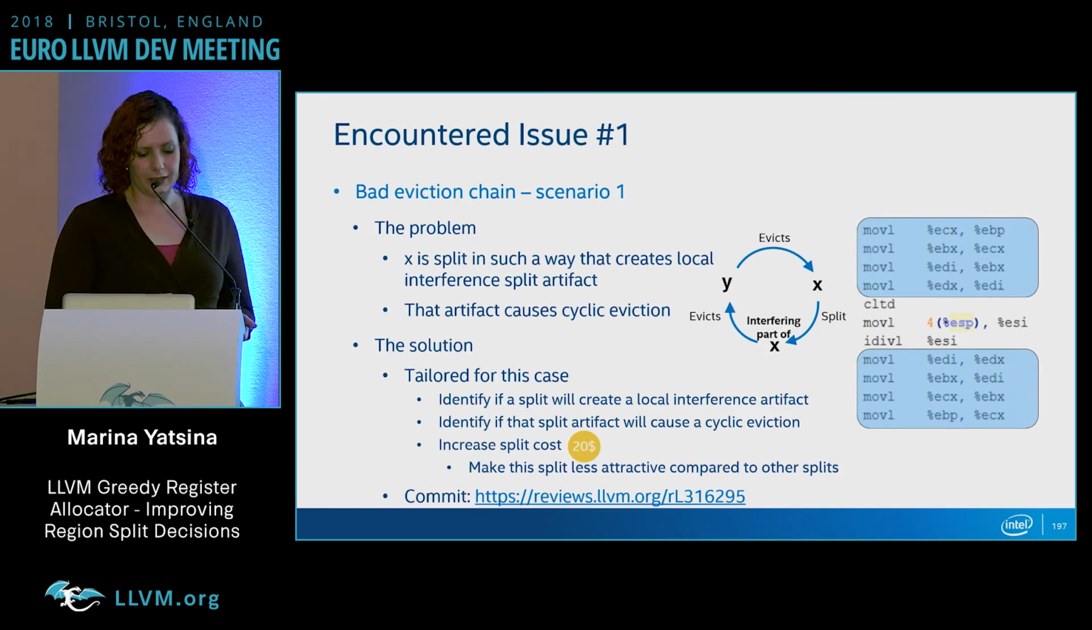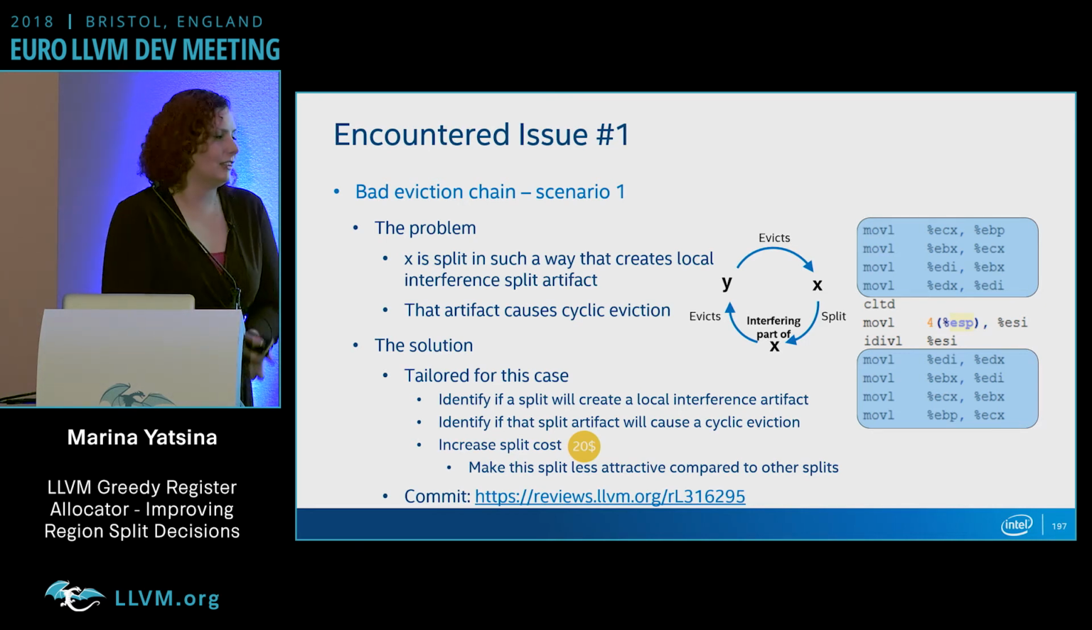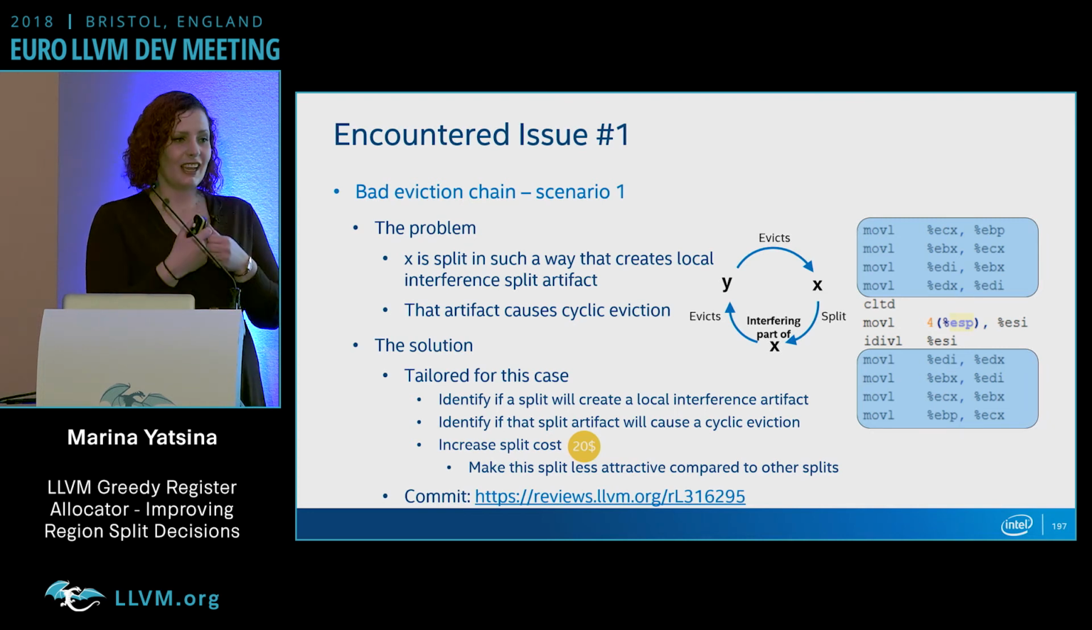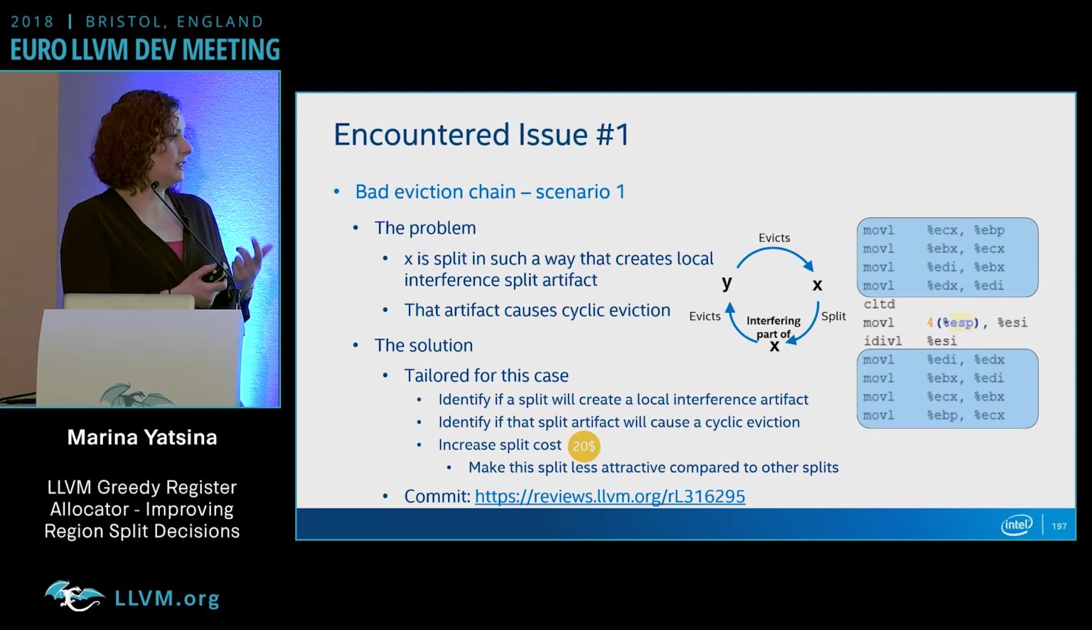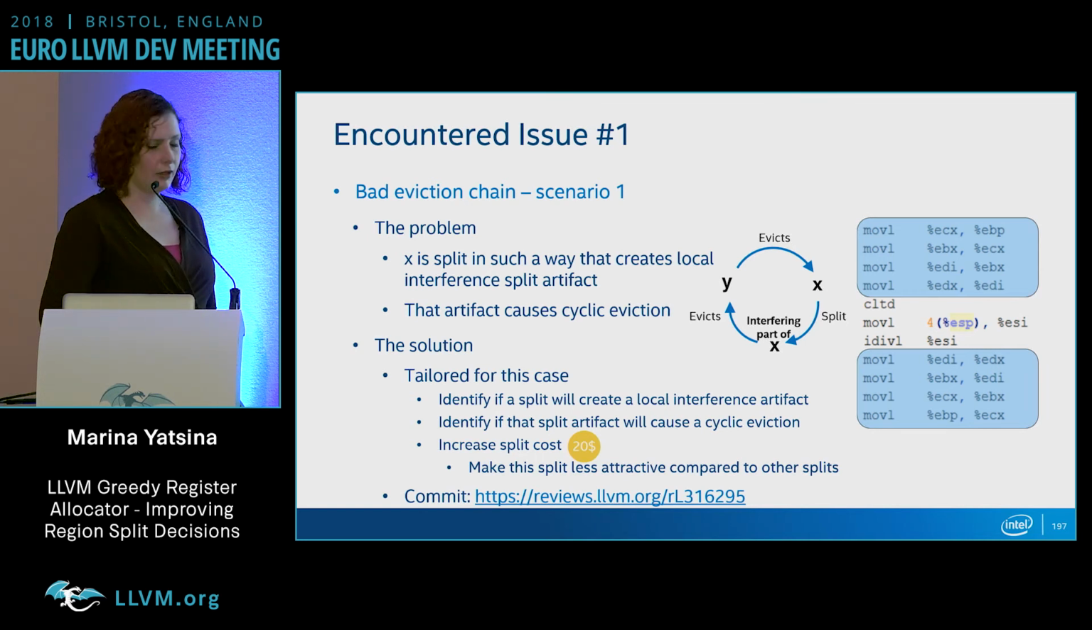So if we summarize, the problem was that X was split in such a way that it created this local interference, and that local interference caused us a lot of trouble, in this case an eviction circle. The solution, as I mentioned, was tailored to this specific case. I was looking for splits that create local interferences, and trying to predict if those local interferences cause this cycle. For such a split, I increased the cost to make it less favorable compared to other splits. This is a link to the commit.